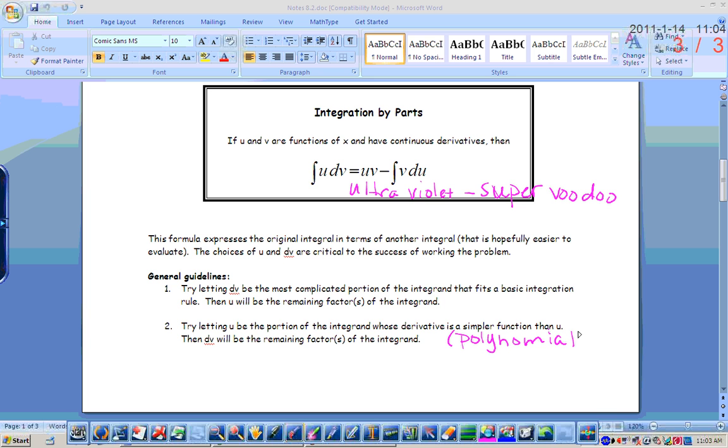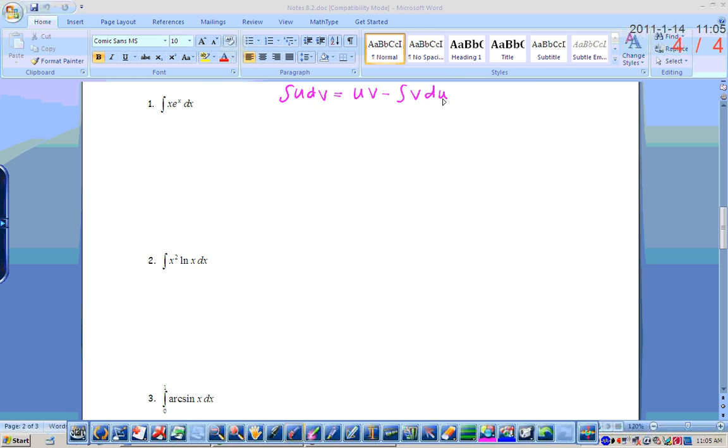With that said, let's jump into working some of these problems. I've rewritten the formula at the top of the page: the integral of u dv. I want to let one of my factors be my u and one of them be my dv. If you have a polynomial or something like x to a power, you're usually going to let that be u. But you have to make sure that the other part you can easily integrate. So if I were to let u be x, the other part would have to be the dv, and what's left is e to the x dx.